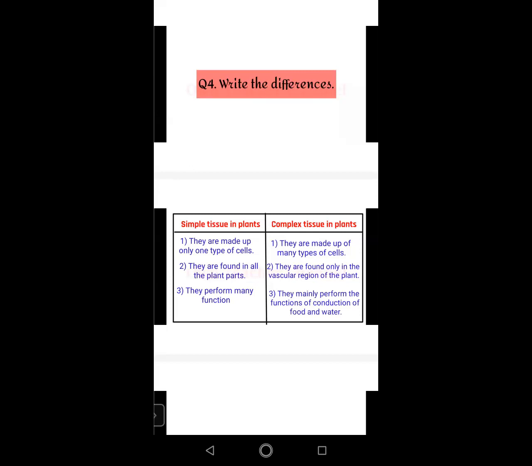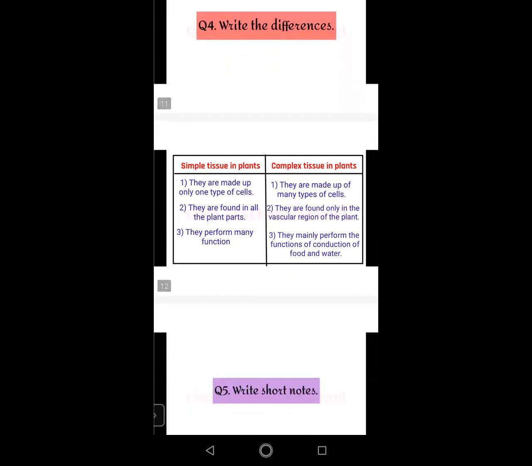Then what about complex tissues? They are found only in the vascular region. Okay, not in many parts, a specific part, and that is the vascular region. Simple tissues in plants perform many functions, but complex tissues mainly perform the function of conduction of water. Only this function.